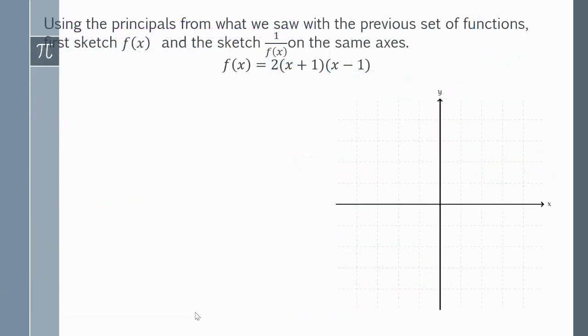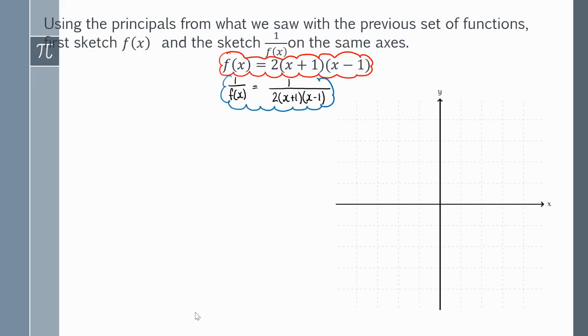Okay, using the principles from what we just saw with the previous set of functions, we're going to sketch f of x and then sketch the reciprocal of this function on the same axis. Let's start by sketching f of x. f of x is the function 2 times (x plus 1) times (x minus 1). 1 over f of x would just be 1 over this function. Okay, let's graph the original first.